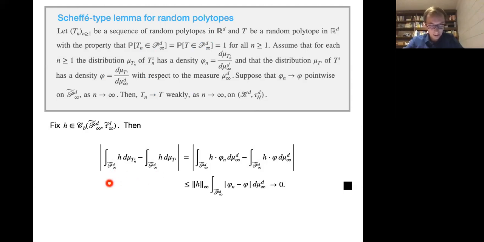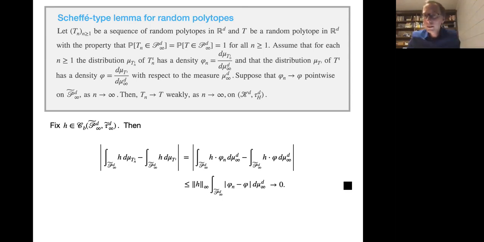So what we have to prove is that the difference here converges to 0. So the integral of h with respect to the distribution of Tn converges to the integral of h with respect to the distribution of t. Well, but Tn and t, they have densities with respect to this measure mu infinity. So you just use here that you have densities. Now you use that h is bounded and you use the triangle inequality, and then you arrive here at this last line. But by assumption, you have pointwise convergence of these densities, and then this converges to 0 by Scheffé's lemma. And this is all you need.